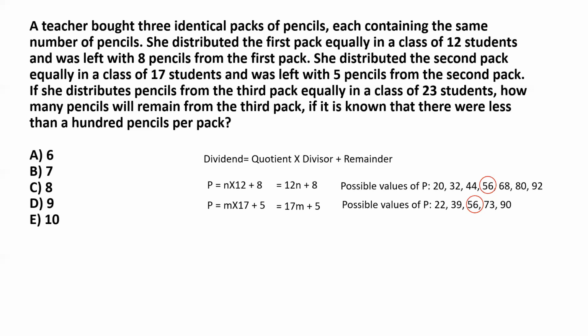So with that information, now the rest of the problem becomes easy. If I have to divide 56 pencils among 23 students in the class, it's a simple division problem, and we know the quotient in this case will be 2 and the remainder will be 10. So the correct answer will be option E, which is 10.